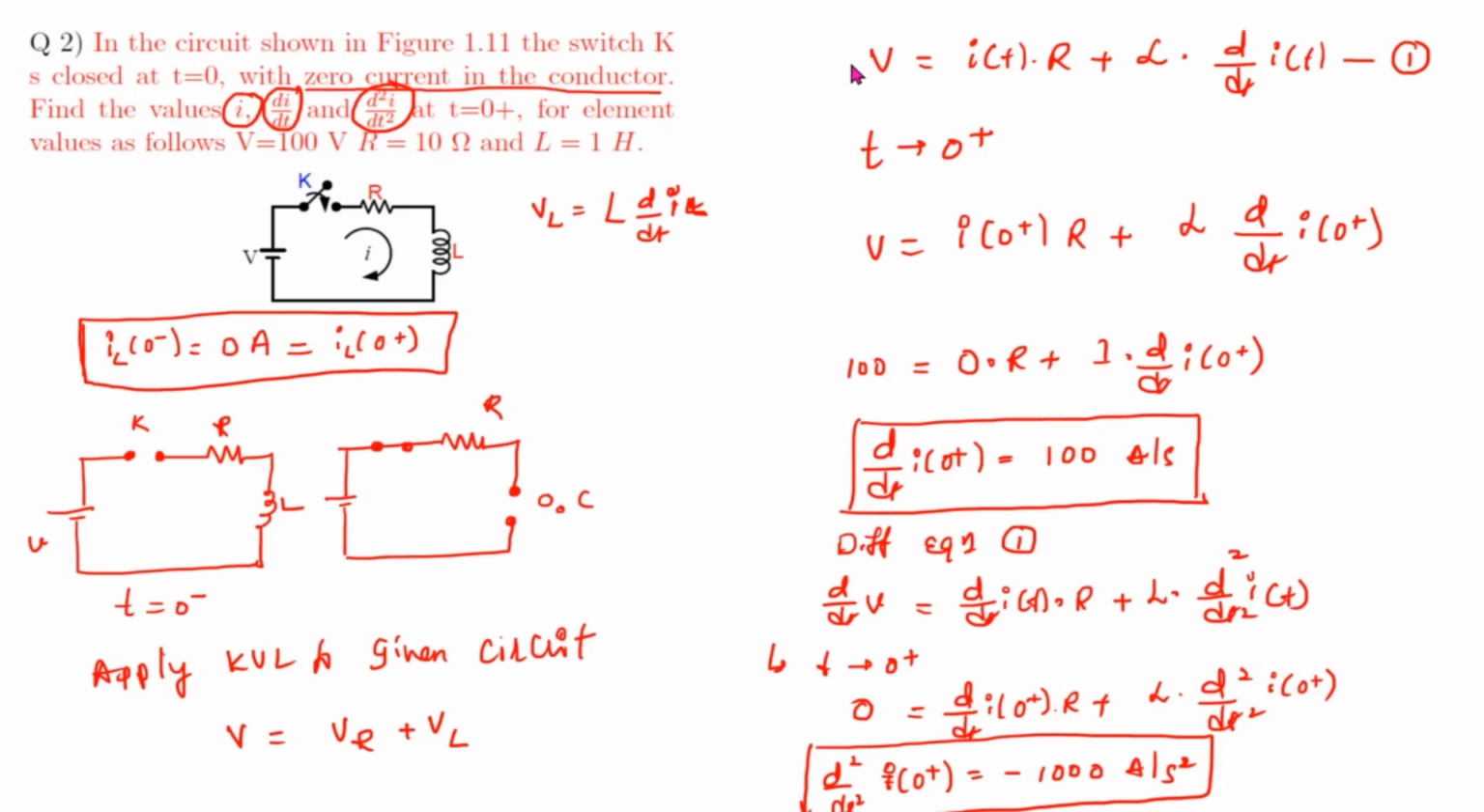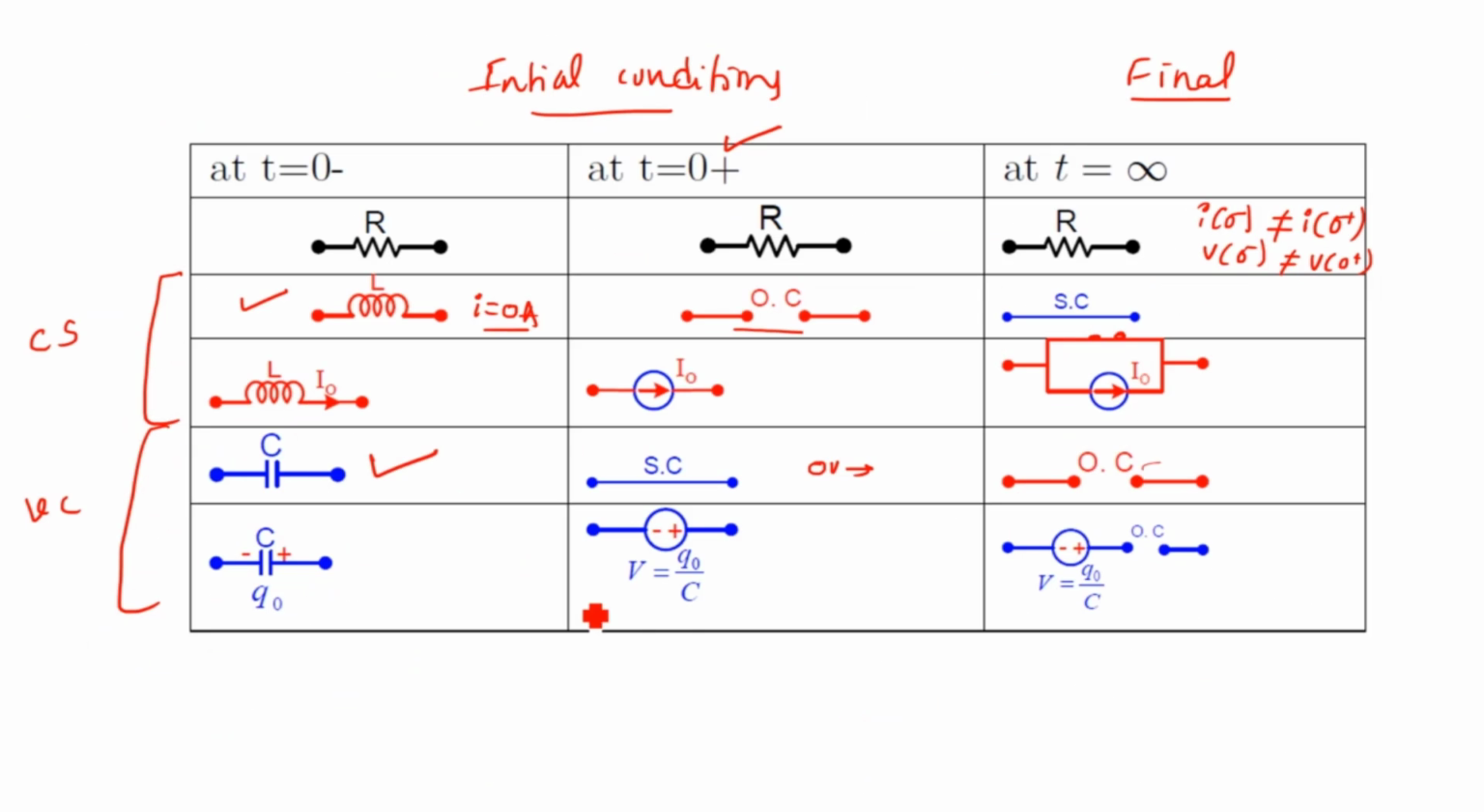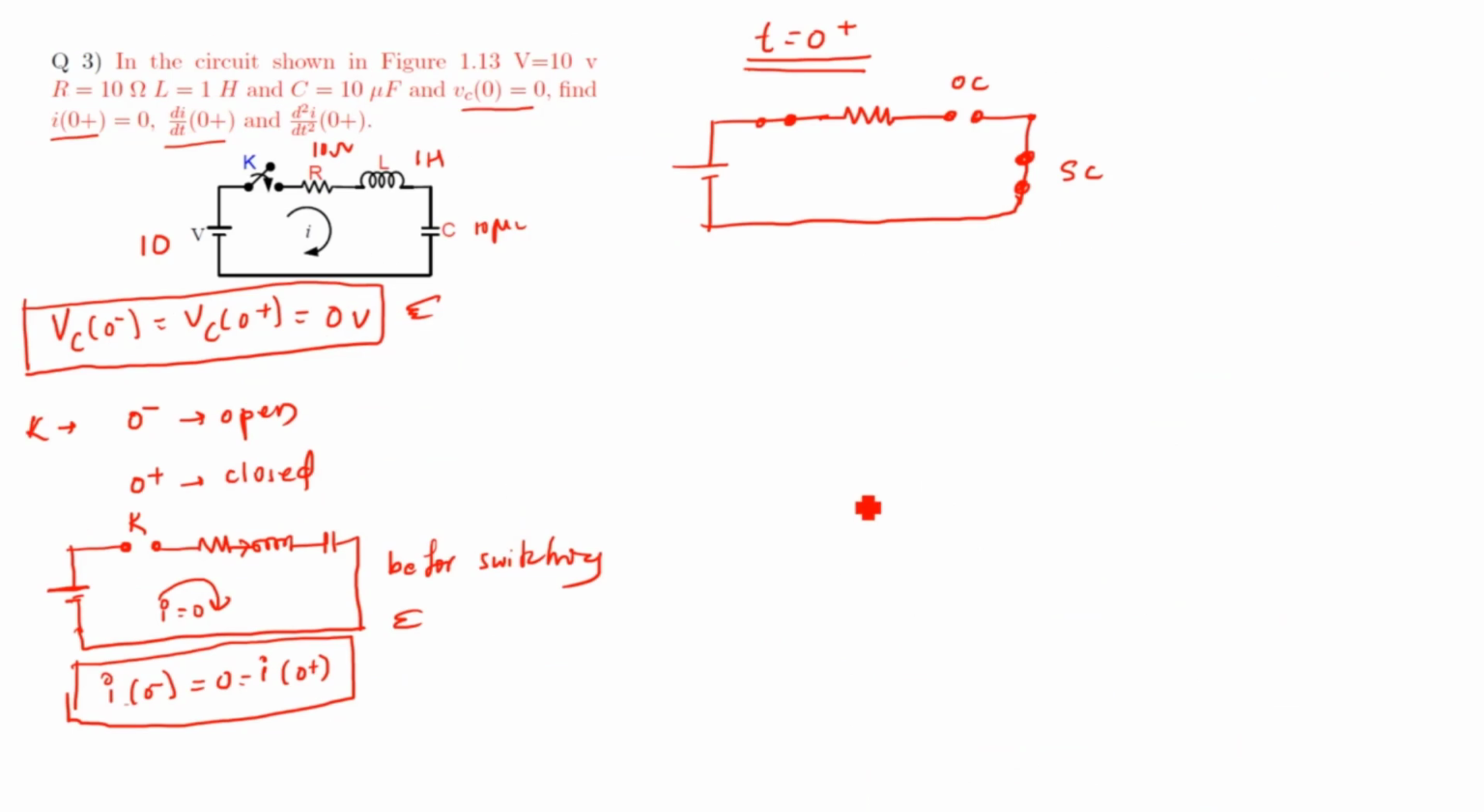I have used this concept. The first concept was this one: initially, the inductor was carrying 0 current and it is replaced by an open circuit. Then the capacitor initially uncharged is replaced by a short circuit. These two concepts are used and we write the equivalent circuit at t equals 0 plus. Alright? Okay.